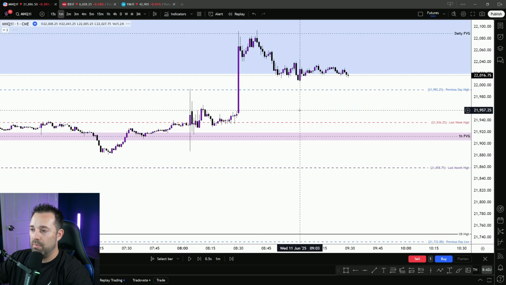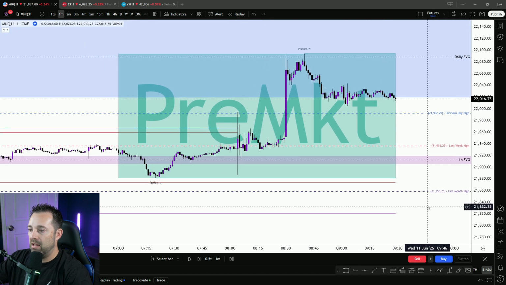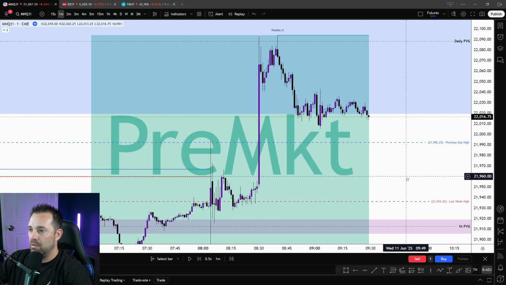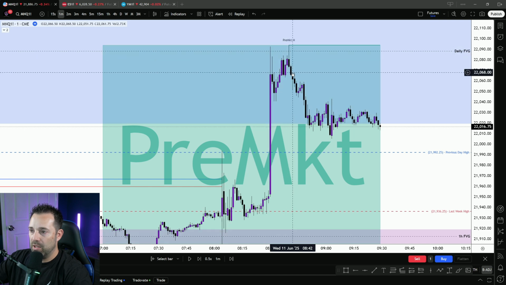So let's go to the 1 minute. And this is what the 1 minute chart looked like right before the open. So now let's analyze this real quick. If we analyze this, we ran up, we made a higher high right here. We left a little fair value gap right here. Let me go ahead and mark it.